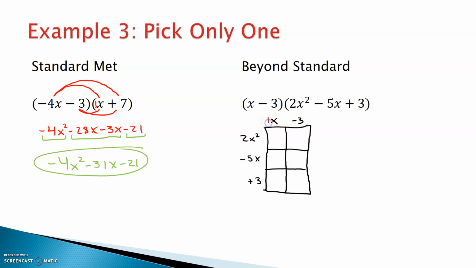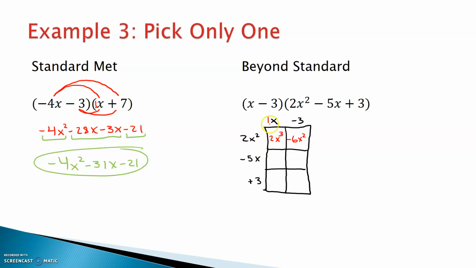Let's see, 1x squared. 1 times 2, that's 2, but x and x to the second is x to the third power. Okay. Negative 3 times 2, negative 6, x to the second power.